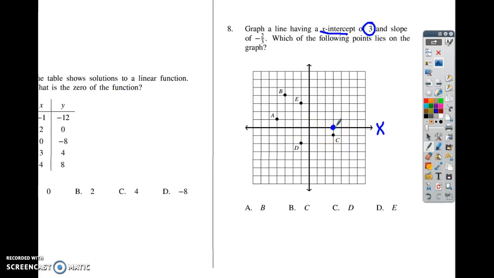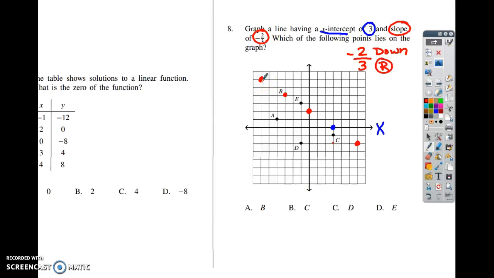And then our line is going to move, that's what slope means, it's going to move at a negative 2/3. So negative 2/3 means I'm going down 2 and to the right 3. So down 2, to the right 1, 2, 3. So if I go backwards, I'm going to the left 3, up 2. Left 3, up 2, left 3, up 2. Oops, I went up 3.